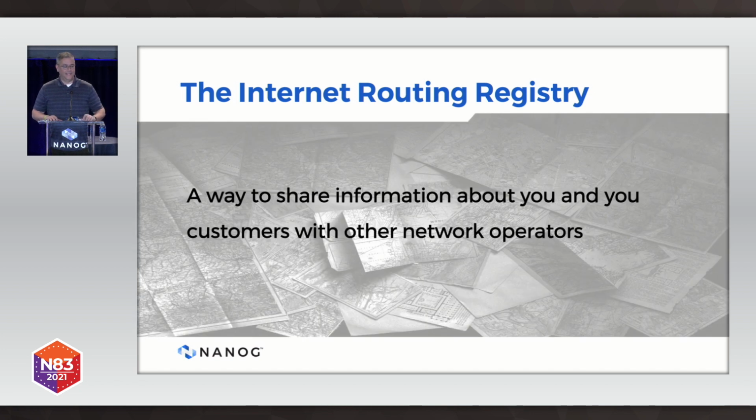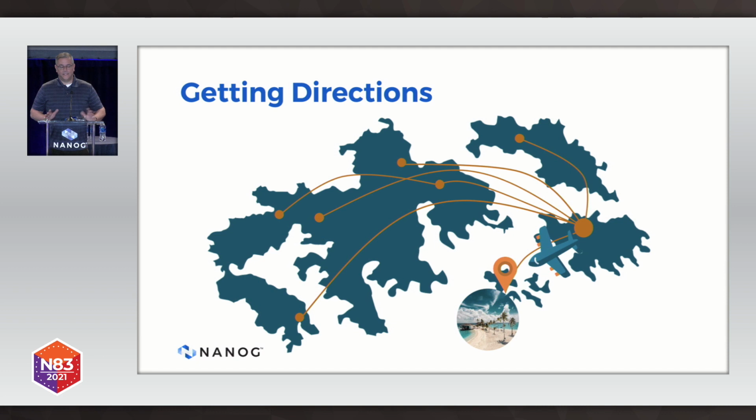So I have my own definition of what the IRR is, and that is: it's a way to share information about you and your customers with the other network operators out in the internet. So what is the IRR really all about? Essentially, it is there to provide directions to get to the destination you want. It's the destination you want operators on the network to come to get to your content or the content of your customers.